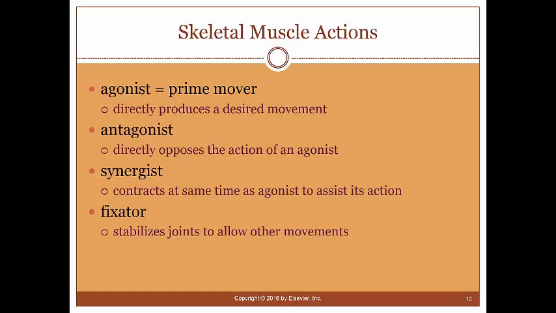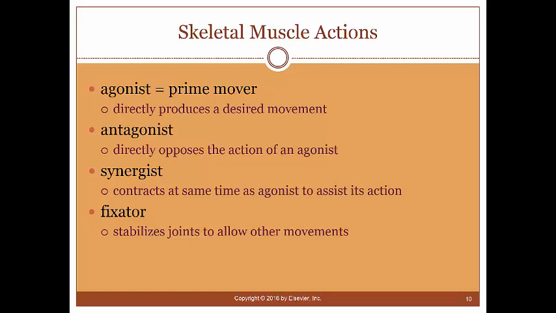A synergist is a muscle that ends up doing the same type of contraction, causing the same type of movement in the same direction as the prime mover. An example of a synergist for the biceps brachii muscle would be the brachialis muscle, which also causes, when it contracts, flexion of the elbow.